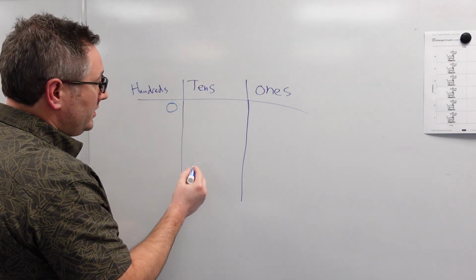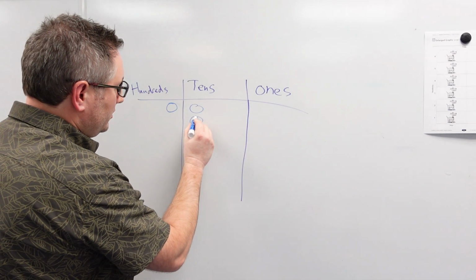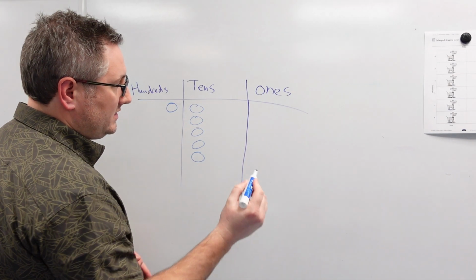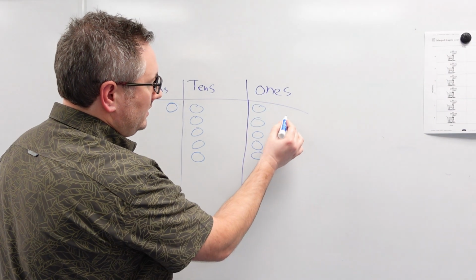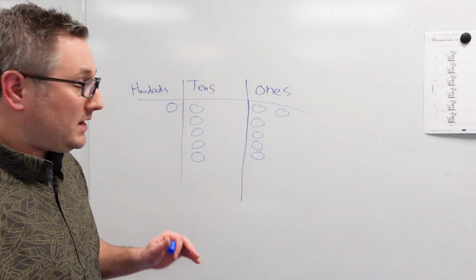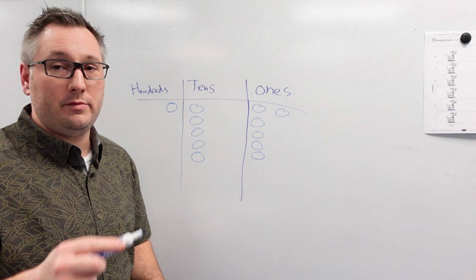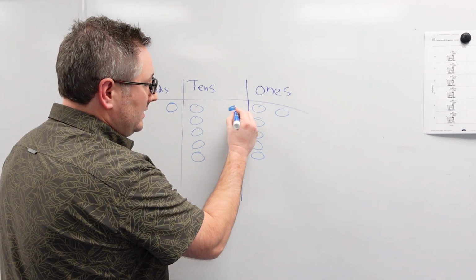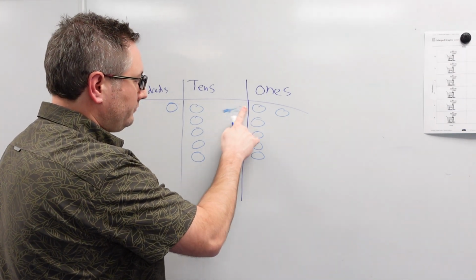So you have 100 and then 50, so 5 tens. 1, 2, 3, 4, 5, and then 6 ones. 1, 2, 3, 4, 5, 6. I make all of my little circles. I just started making them in circles. You can make dots, but I found that takes more time for me, so I just make the circles.